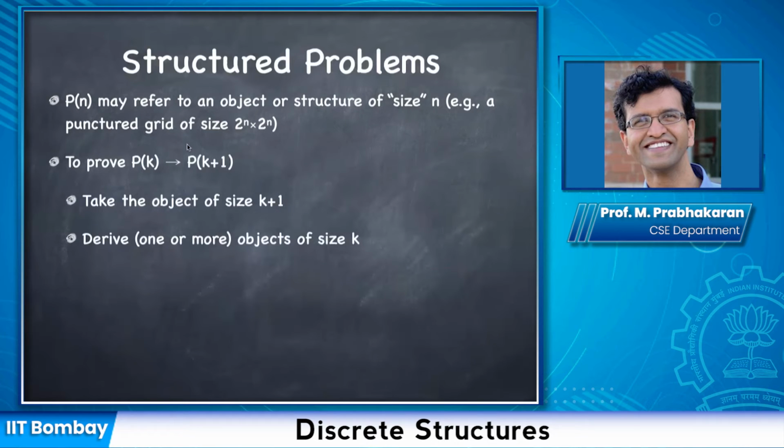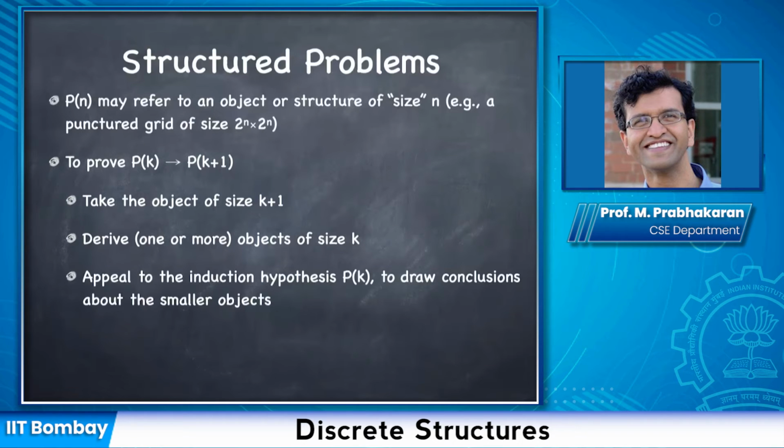If you want to use the induction hypothesis, it applies to objects of size k, right? So what you can do is take your object of size k plus 1 and break it up into objects of size k somehow. In our case with the grids, you broke it up into four punctured grids, and to make sure they were all punctured grids, we also used a Tromino in the middle. So all 4 objects you got were of the smaller size, of size k, and further they were all valid objects. They were punctured grids.